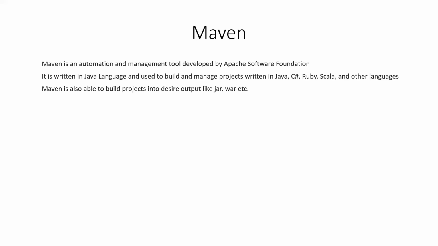Maven is an automation and management tool developed by the Apache Software Foundation. Maven is completely written in the Java language and is used to build and manage projects that we write in Java, C Sharp, Ruby, Scala, and other programming languages. Maven is also able to build a project into the desired output like jar, war, etc.